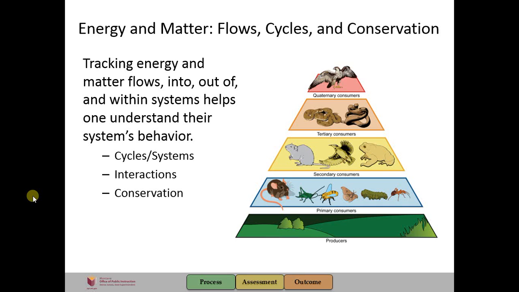The fifth cross-cutting concept is energy and matter, flows, cycles, and conservation. Tracking energy and matter flows into, out of, and within systems helps one understand their system's behavior. Things to look for here are cycles, systems, interactions, and conservation of energy or matter. There'll be many questions that include energy and matter and don't really ask students to understand this concept, so be careful to look at the degree to which we want to see the movement of energy or matter, not just a static measurement.